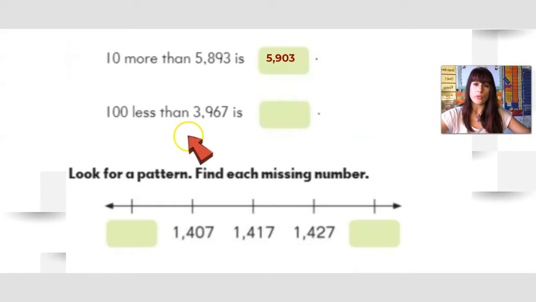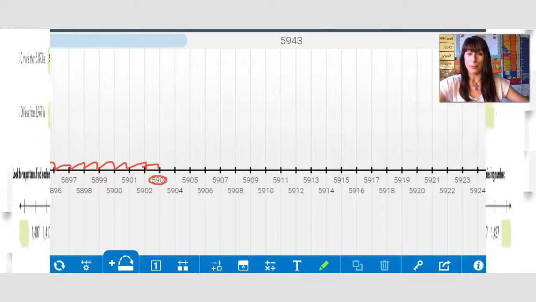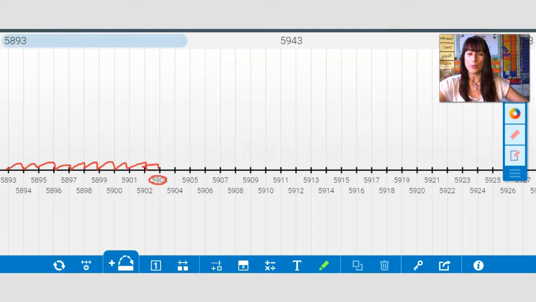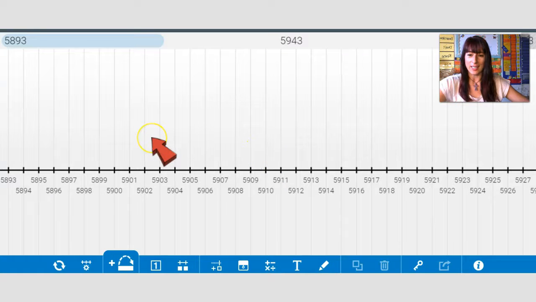Now, if you are asked to do 100 less than 3,967, let's go back again to our number line and solve this problem. We have to go back by 100. That would be really hard to do, right? So this is going to be a little different in how we use this number line. Here we just have to erase what we worked with. So let's click on this and clear this number line so we can begin again.